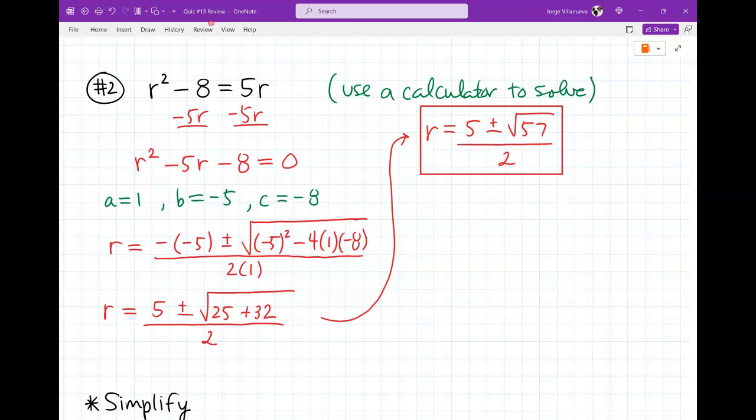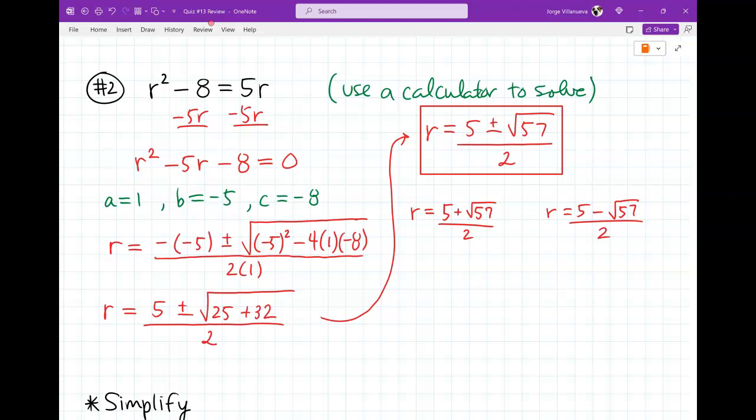But if they tell you to use a calculator and round it to the nearest hundredth or something like that, that means I have to calculate these answers. I have to figure out what r equals 5 plus radical 57 over 2 is, and what r equals 5 minus radical 57 over 2 is. I have to do both.